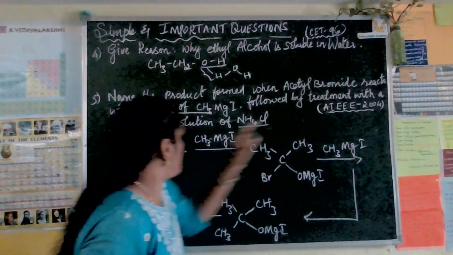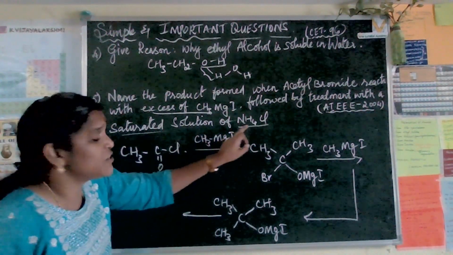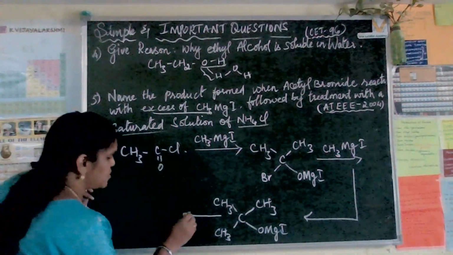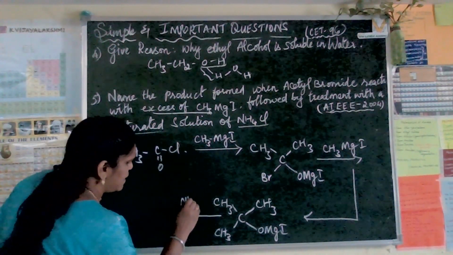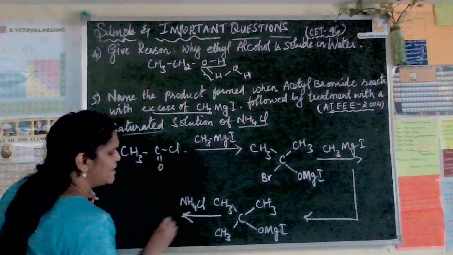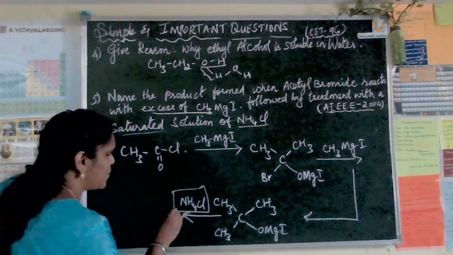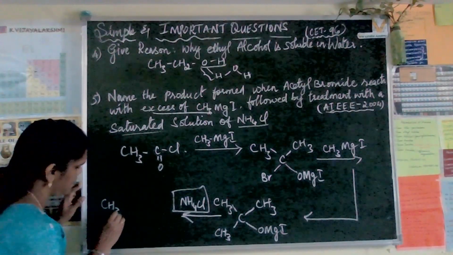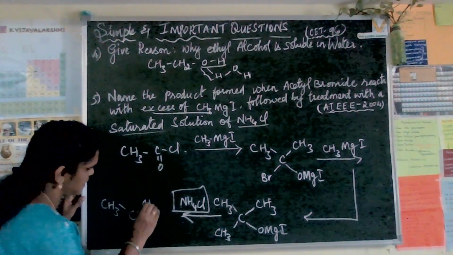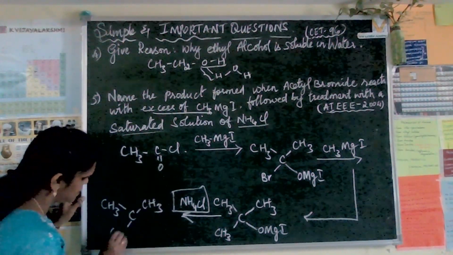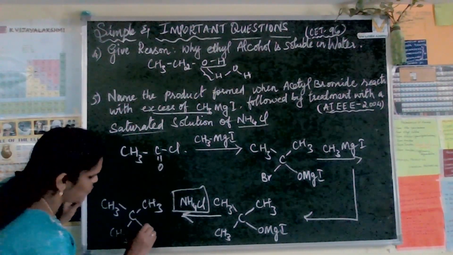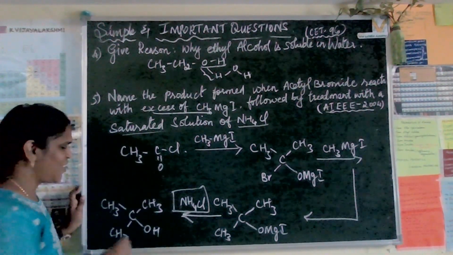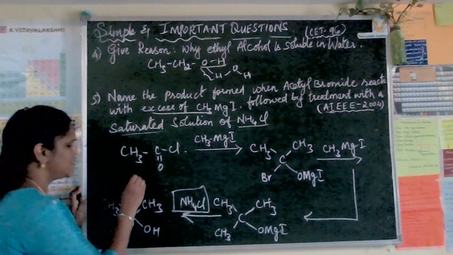Followed by treatment with the saturated solution of ammonium chloride, NH4Cl. So, what is the product you are getting? Here it is CH3, here C, here CH3, here CH3, here OH. That's all. Now, what is the name of this?